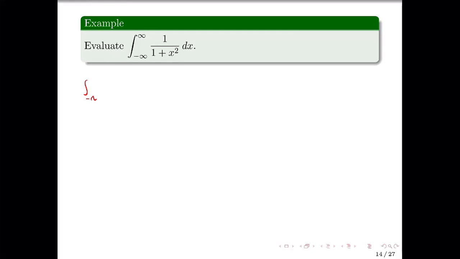So we first write the integral from negative infinity to plus infinity of dx over 1 plus x squared as the integral from negative infinity to 0 of dx over 1 plus x squared plus the integral from 0 to plus infinity of dx over 1 plus x squared. And then we check the integral here. If they both exist, then we will have an answer to this. If at least one of them does not exist, then this will be divergent.